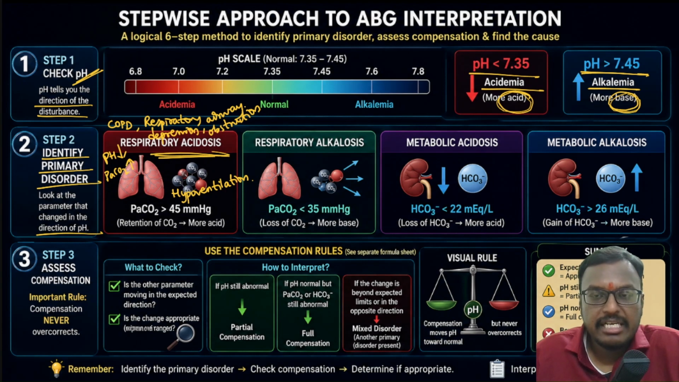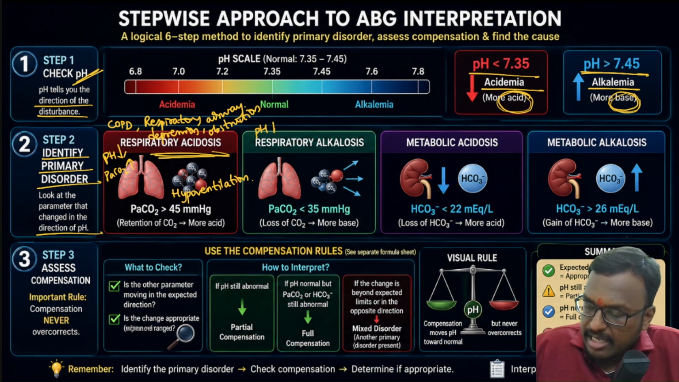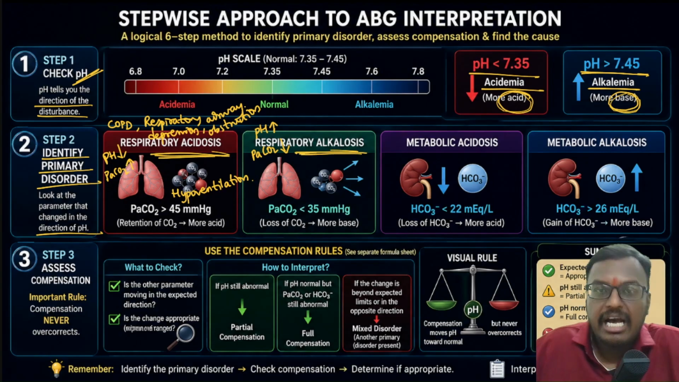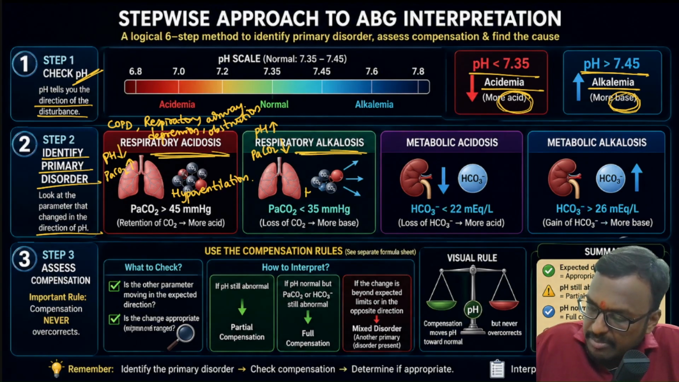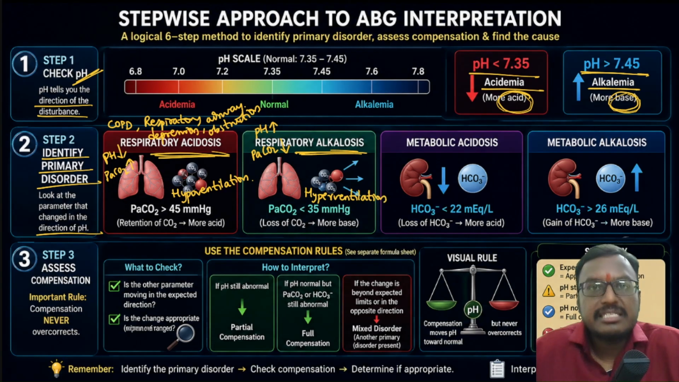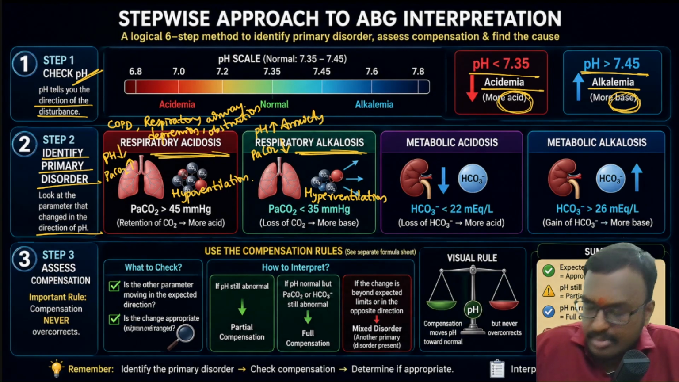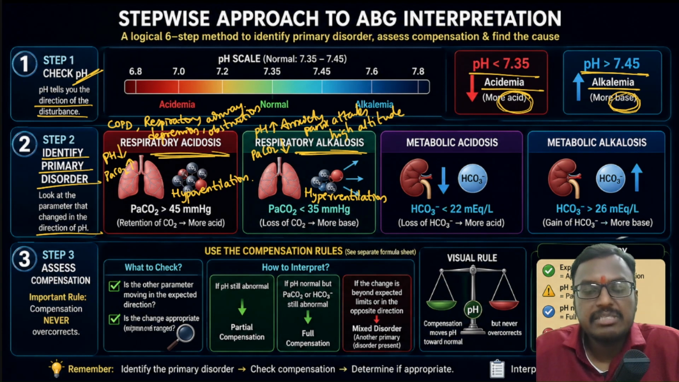On the other hand, if the pH is high and the PaCO2 is low, here excessive CO2 loss is occurring. This leads to respiratory alkalosis. This is usually happening because of hyperventilation. And the common causes of this hyperventilation can be anxiety, panic attacks, or high altitude. So these 3 are the causes that are causing the respiratory alkalosis.